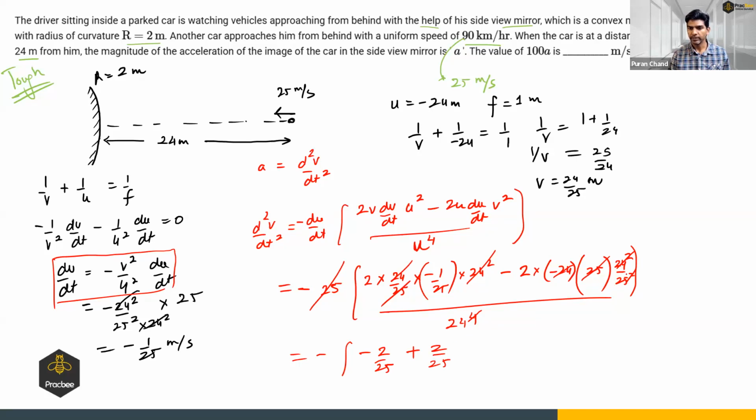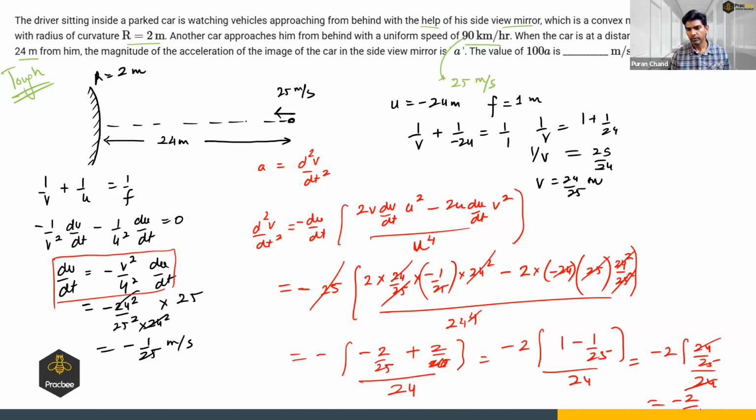No, that got cancelled, the 25. This will also get cancelled. This got cancelled. Divided by 24. So that will be minus 2, 1 minus 1 by 25 divided by 24. So that will be minus 2 times 24 by 25 by 24. That is minus 2 by 25. Is it clear? So that is the acceleration, and we have to find 100 times a. So minus 2 by 25 times 100. So that will be 8, right? So 8 should be the answer.